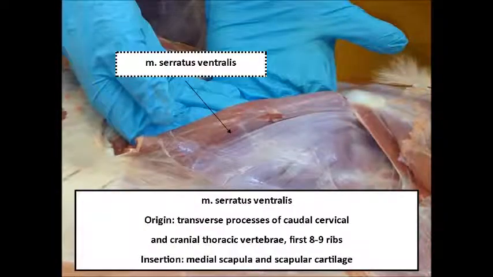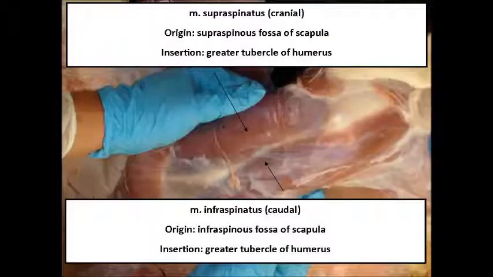The serratus ventralis muscle originates in the transverse processes of caudal cervical and cranial thoracic vertebrae and the first 8 to 9 ribs. It inserts in the medial scapula and scapular cartilage. The serratus ventralis also lifts the neck. The supraspinatus muscle originates in the supraspinous fossa of the scapula and inserts in the greater tubercle of the humerus. This enables the extension of the shoulder.